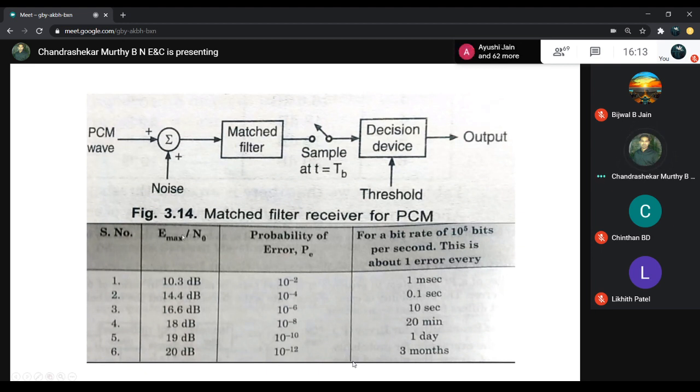As Emax by N naught increases, the probability of error decreases. That is why the error occurs once in 10 seconds or 20 seconds or 1 day or 3 months. So it depends upon Emax by N naught. What is Emax? That is the signal energy. N naught is the noise spectral density. So the probability of error depends upon Emax and N naught. This is one case.